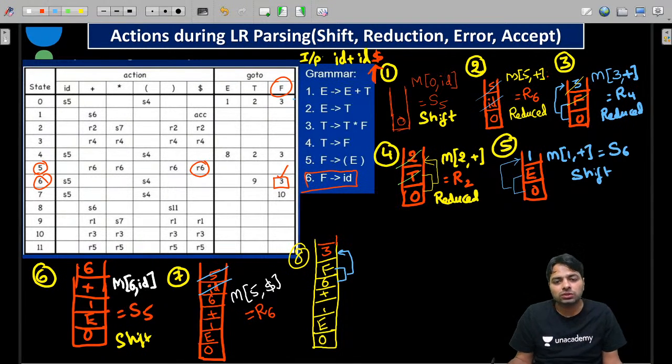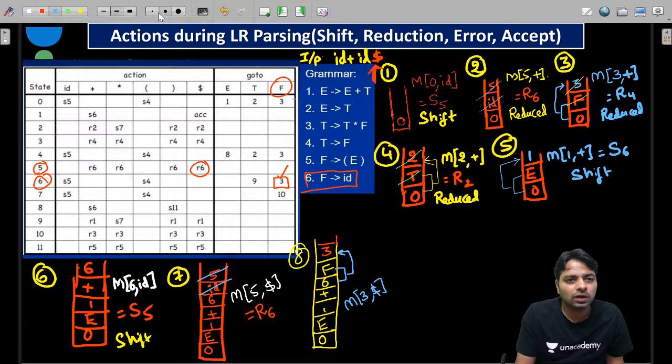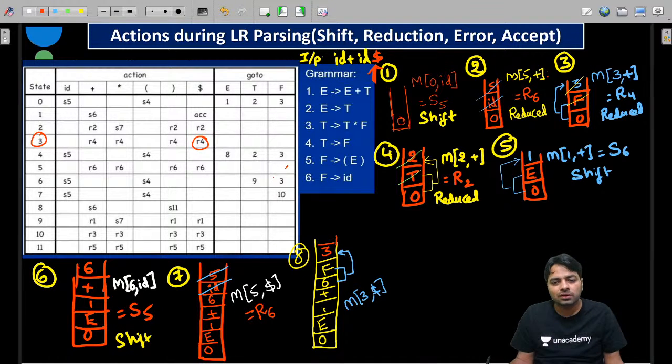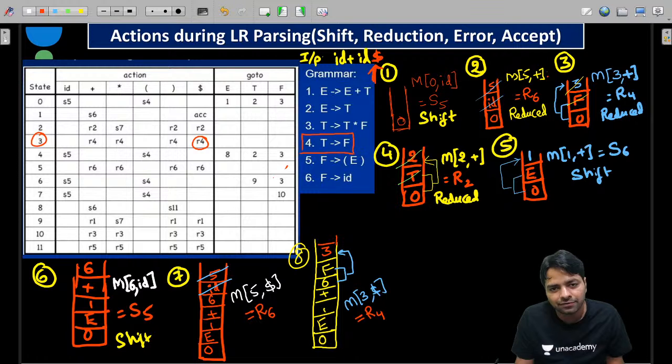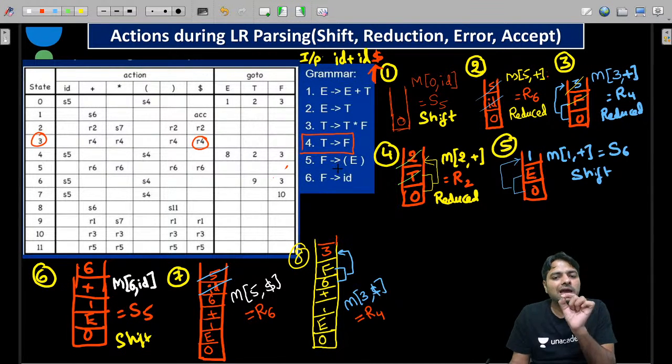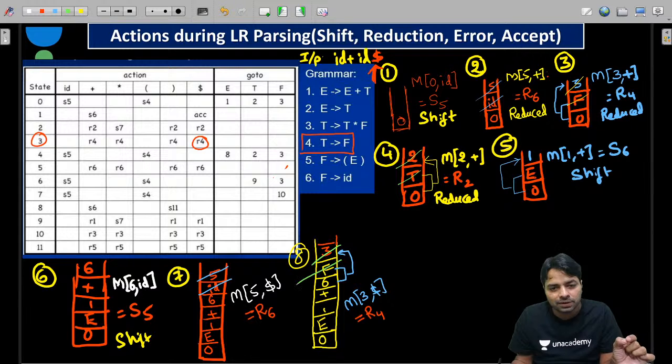Now let's move on to the next one. M of 3 comma dollar. Now look at again, 3 comma dollar. What is that? 3 comma dollar is R4. So we are going to do R4. What is the fourth production? T to F. So we pop 2 times of RHS, that is 2 into F length is 1. So 2 symbols will pop.